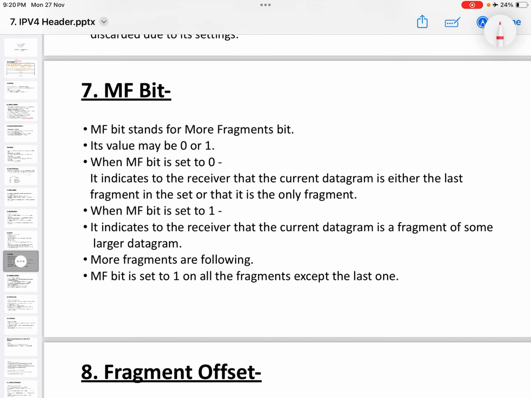MF bit stands for more fragments bit. Its value may be 0 or 1. When the MF bit is set to 0, it indicates to the receiver that the current datagram is either the last fragment in the set or that it is the only fragment.